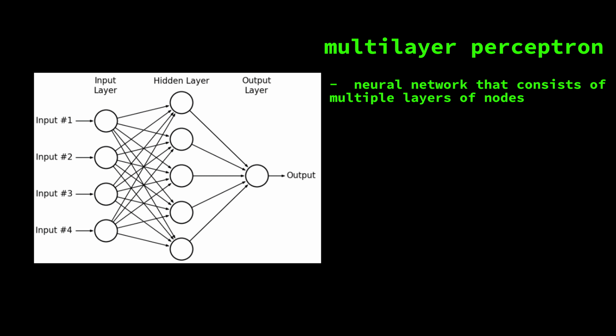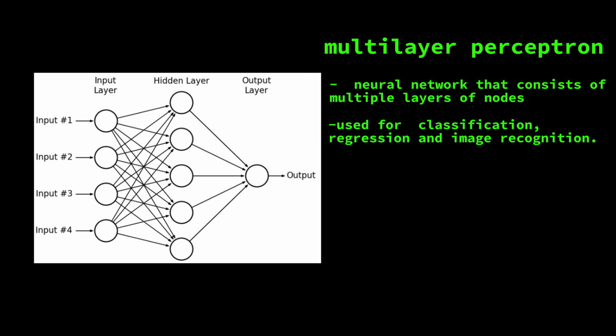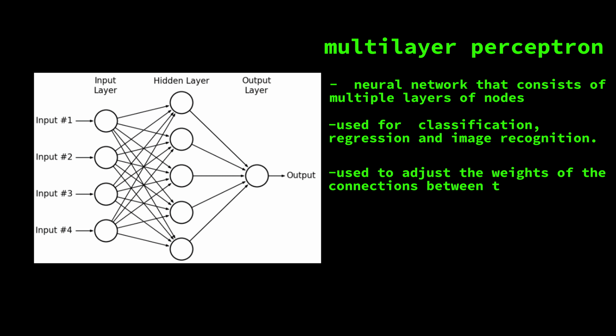This type of neural network can be used for various machine learning problems, such as classification, regression, and even image recognition. During training, backpropagation is used to adjust the weights of the connections between the nodes in order to minimize the error. The algorithm updates the weights in the direction that minimizes the error, using the gradient of the error with respect to each weight.